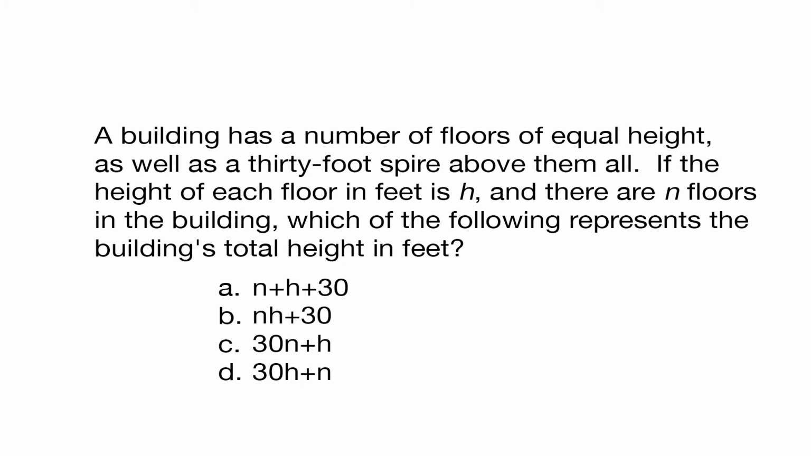A building has a number of floors of equal height, as well as a 30-foot spire above them all. If the height of each floor in feet is h, and there are n floors in the building, which of the following represents the building's total height in feet? Is it A, n plus h plus 30, B, n times h plus 30, C, 30 times n plus h, or D, 30 times h plus n? The answer is B, n times h plus 30.